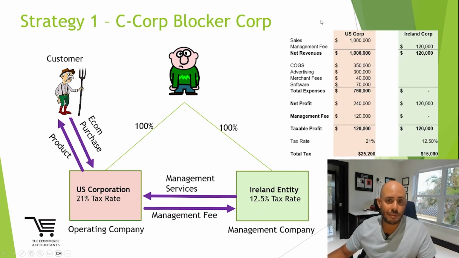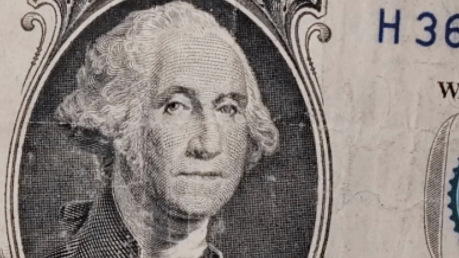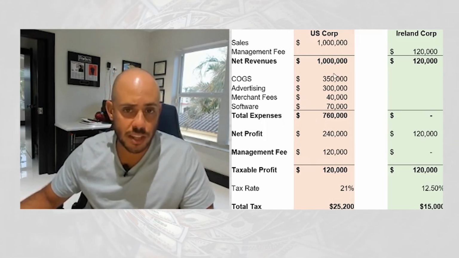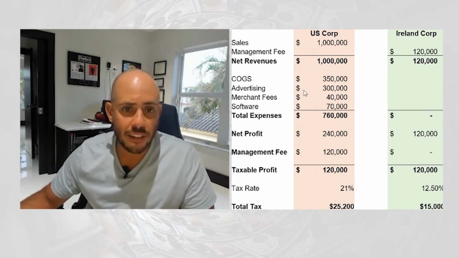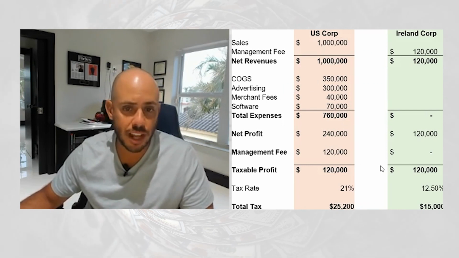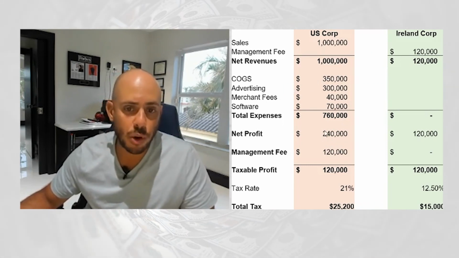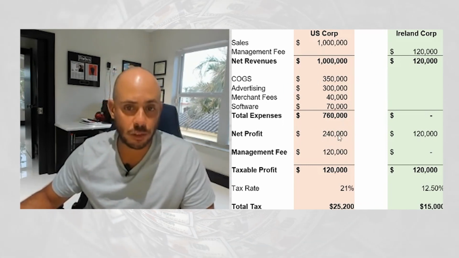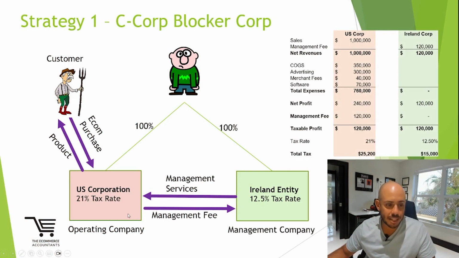Let's say you have a US Corp, color coordinated here, and an Ireland Corp, color coordinated here. The idea is if you do $1 million in sales, you have cost of goods sold, advertising, merchant fees, software, etc. Your net profit is around 24%, or $240,000. Let's say these companies have an agreement that 50% of the profits is paid to that foreign company. So the management fee would be $120,000.